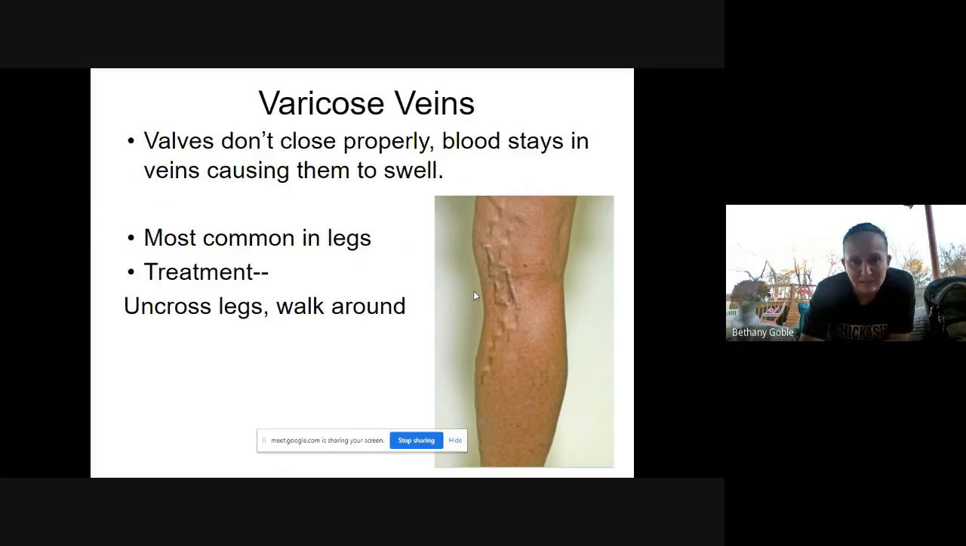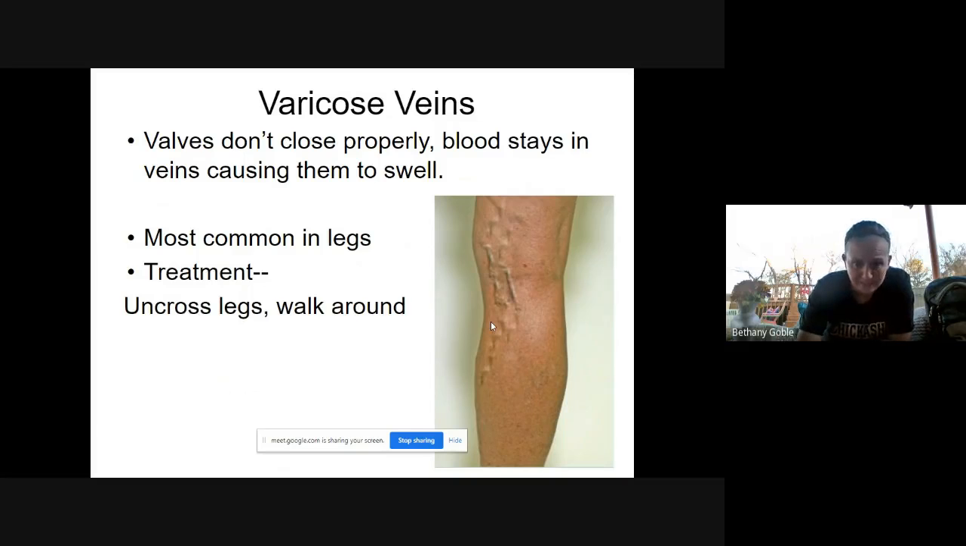Like I said, it's most common in the legs. The best thing to do to avoid this, one, uncross your legs. A lot of people sit with their legs crossed, constantly putting pressure. Uncross those legs, and also walk around. Okay, the more you walk, the more activity you do, the more blood flows through your body. It's not just your heart working, it's constantly pushing blood where it needs to go in your body.